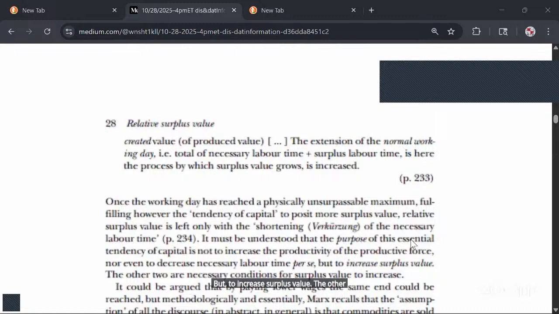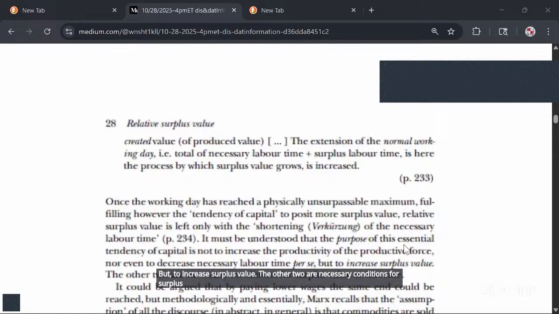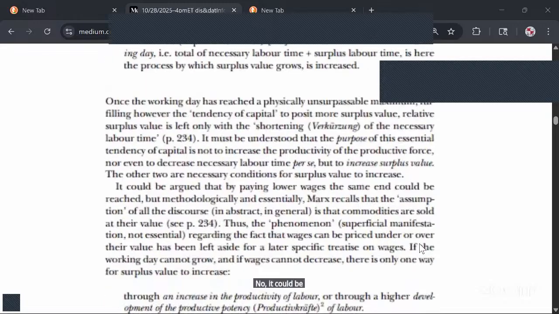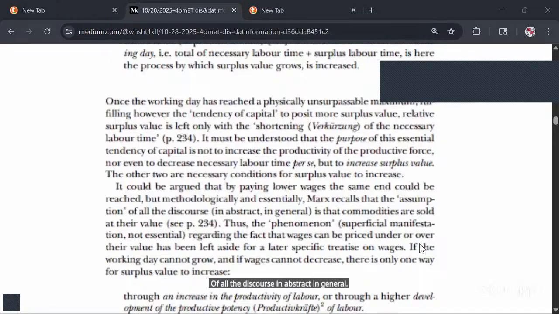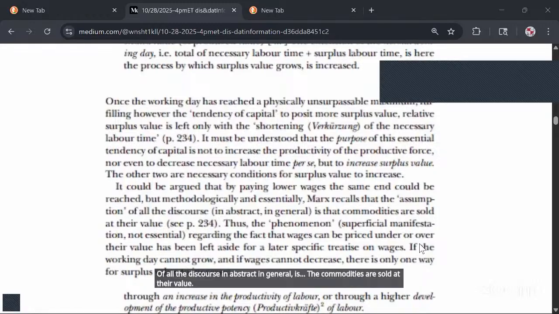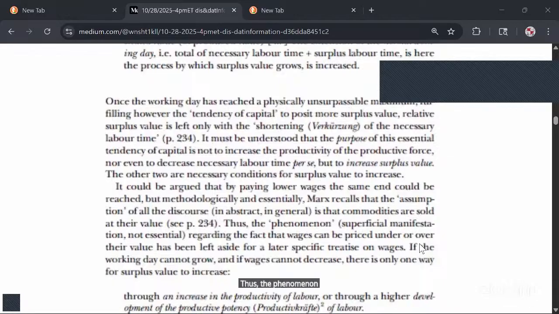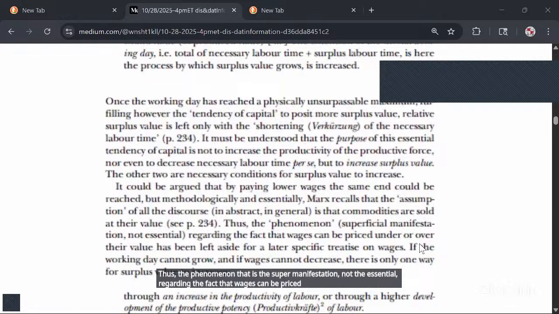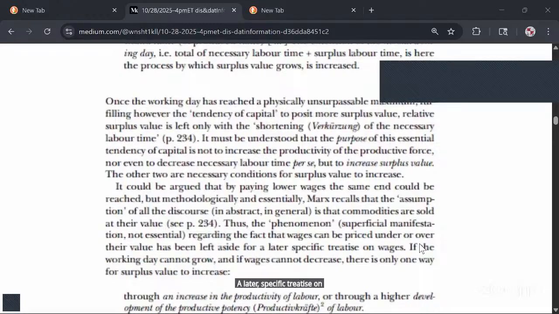The other two are necessary conditions for surplus value to increase. Now, it could be argued that by paying lower wages the same end could be reached, but methodologically and essentially, Marx recalls that the assumption of all the discourse in the abstract, in general, is that commodities are sold at their value. Thus, the phenomenon, that is the superficial manifestation, not the essential, regarding the fact that wages can be priced under or over their value, has been left aside for a later specific treatise on wages, right?